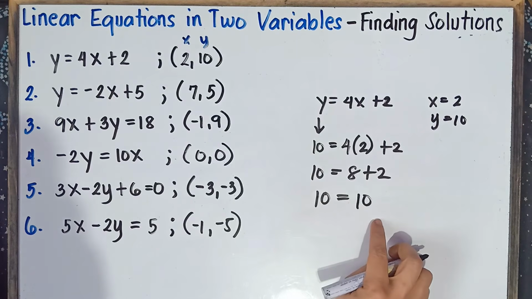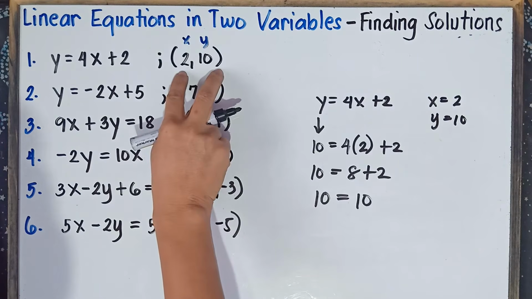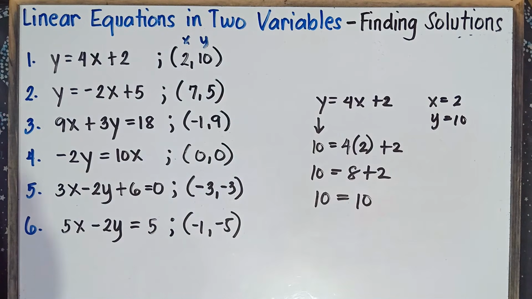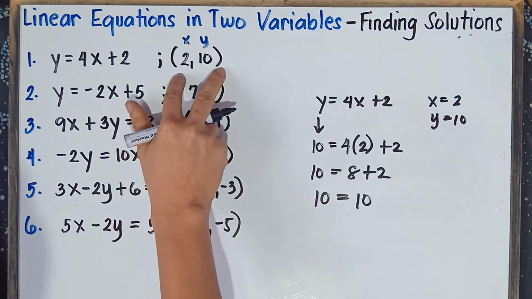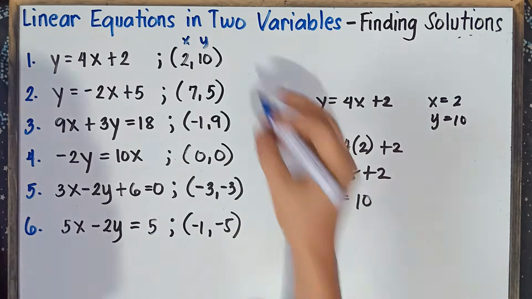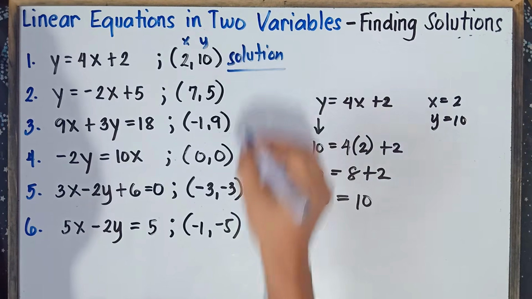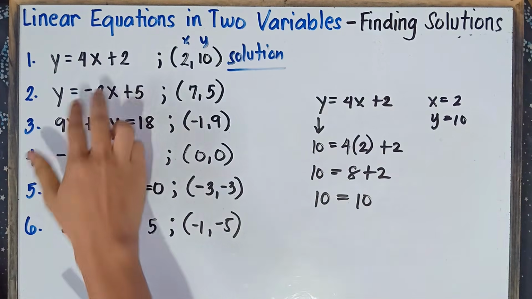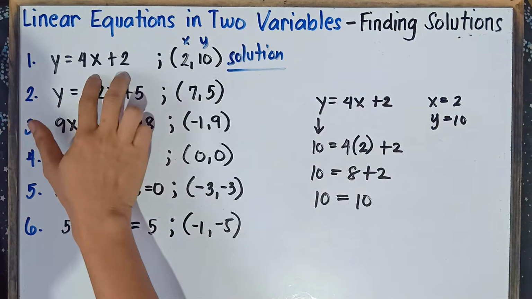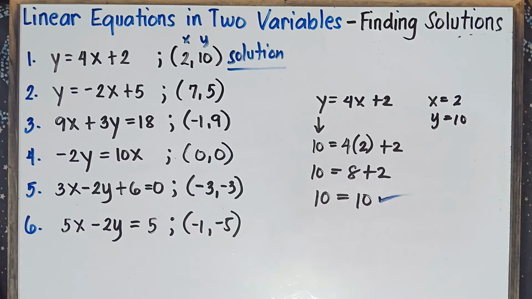Now question, is this a solution? 2 and 10, the ordered pair, is a solution in this given equation? Yup. This given ordered pair is a solution in this given equation. So therefore, our answer is a solution. The given ordered pair is a solution in this given equation because it will satisfy this equation, that 10 is equal to 10. Alright, so our answer with regards to number 1, that would be a solution. Simple as that, class. Very easy, right?